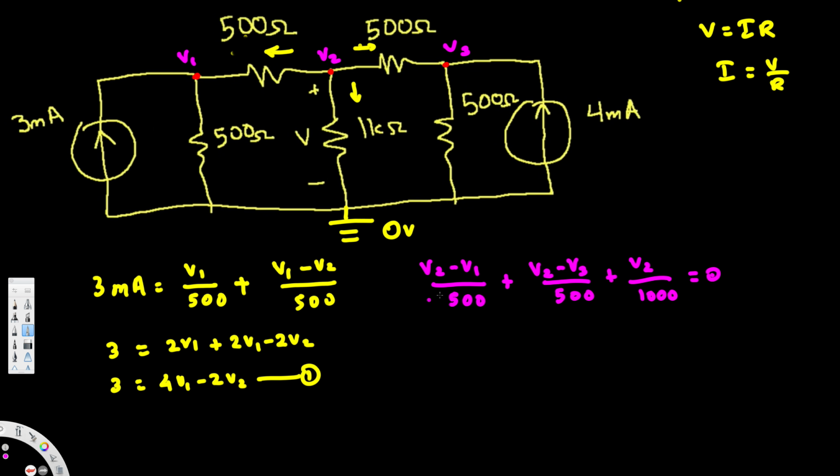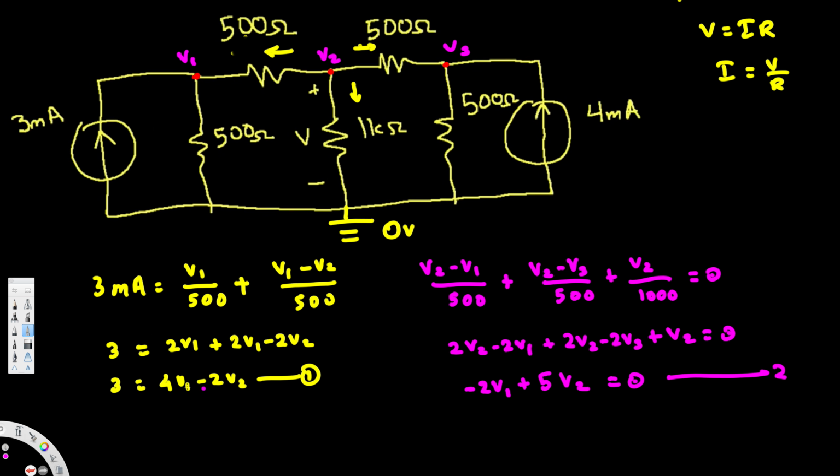Now to simplify this one, we can multiply this equation by 1000, and this is going to be 2v2 minus 2v1 plus 2v2 minus 2v3 plus v2 is going to be equal to 0. Now if we combine all of them together, this is going to be 4v2 and 5v2, so we have totally 5v2 right here, minus 2v1. So let's put v1 in front, minus 2v1, this is plus, and we don't have any v3, so this is equal to 0. So this is our second equation.